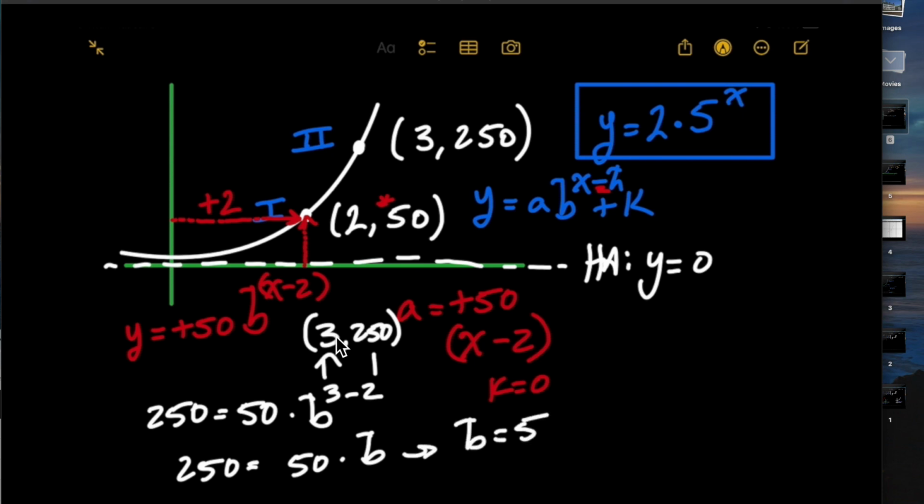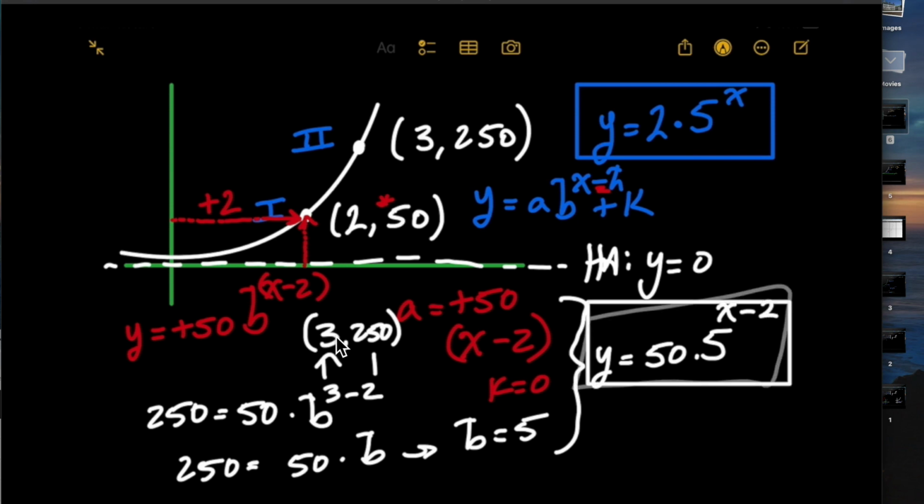So our final equation, using the point 1 and point 2 technique, is going to be y equals 50 times a b value of 5 to the x minus 2. Now, you may say to yourself, wait a minute, these don't match. All right, well, let's see if they do.